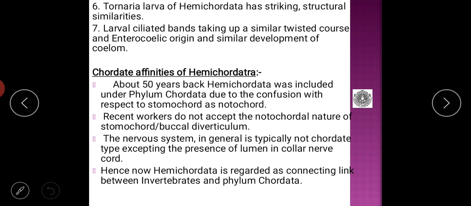And hence Hemichordata is regarded as a connecting link between invertebrates and phylum Chordata. So they are the connecting link between the last member of the invertebrates, that is Echinodermata, and the first group among the chordates, that is phylum Chordata.